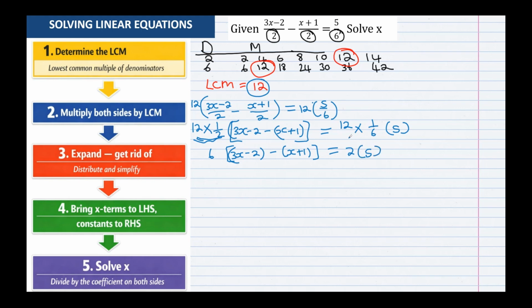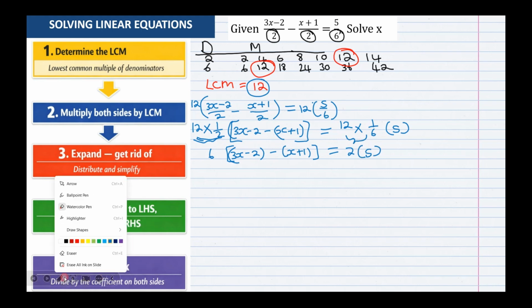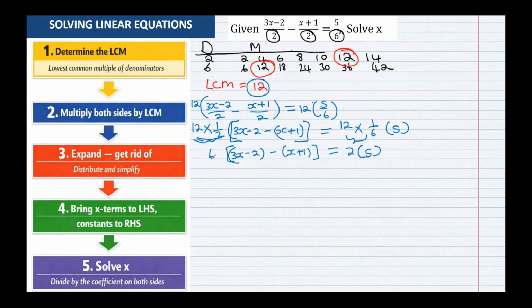So now we can expand. They say in step 3 we can expand. So we're going to expand this. So now we're going to multiply the 6 here, here, and here, right? And the same this side we're going to multiply. So we know this is going to be 6 multiplied by (3x minus 2) minus 6 multiplied by (x plus 1) equals 2 multiplied by 5.